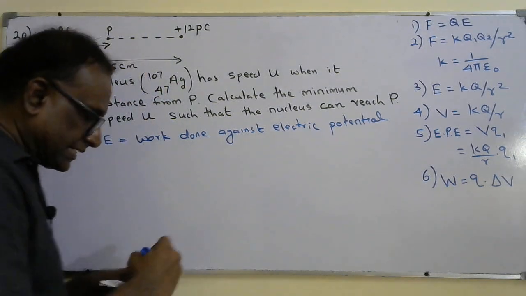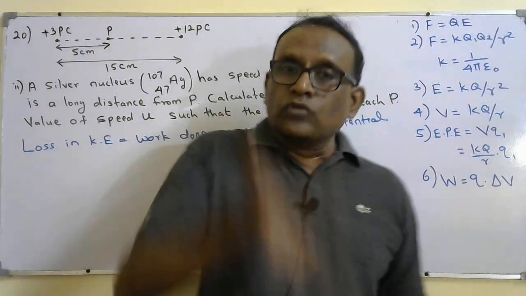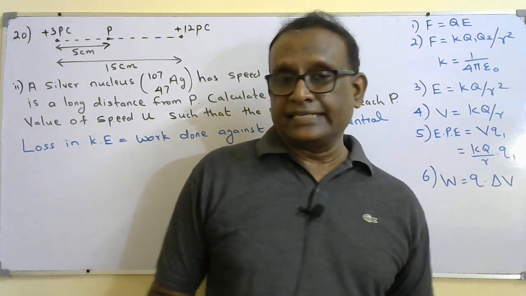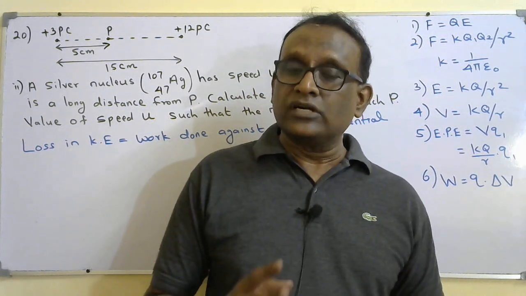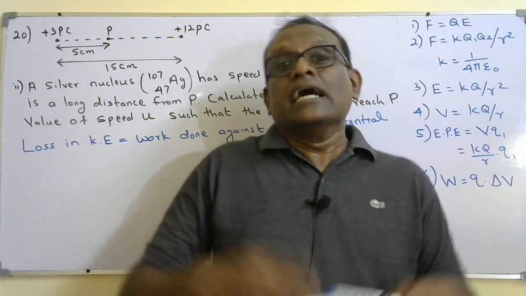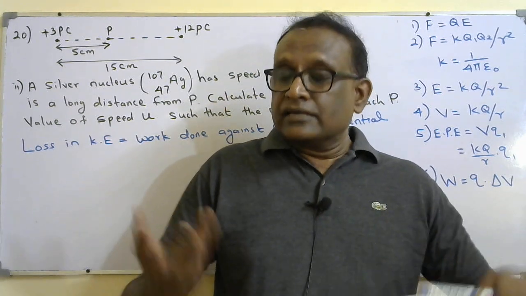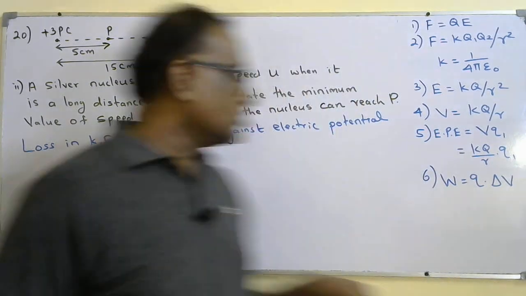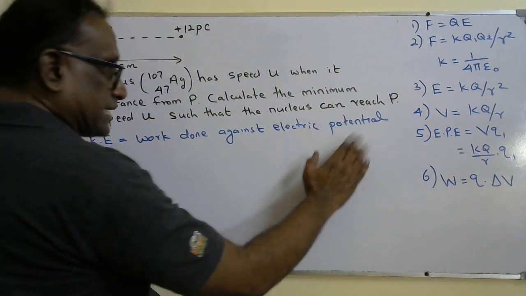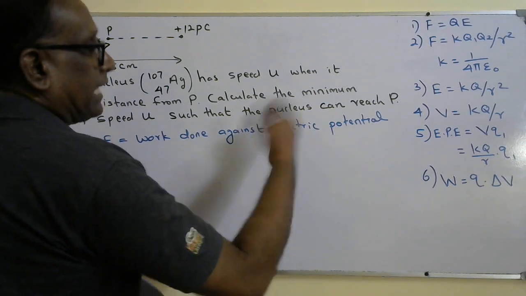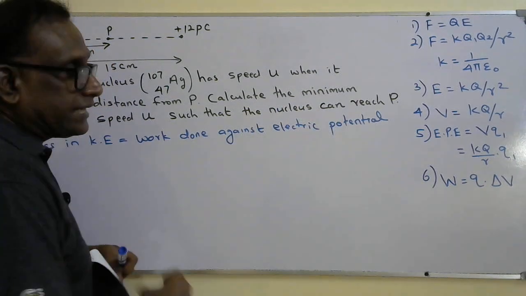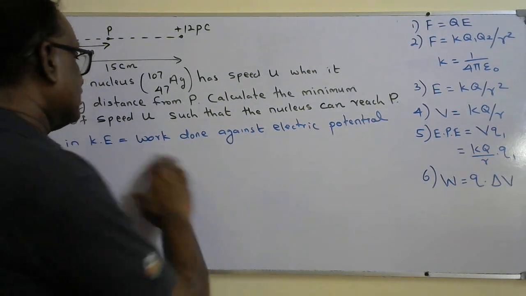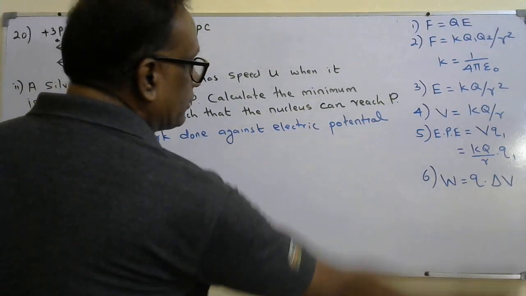Anyway, we can say, for example, when I throw a ball, when it moves up, it's gaining gravitational potential energy equal to loss in kinetic energy. Or we can say loss in kinetic energy equal to work done against gravitational force. Either way we can say. Here also we can say work done against electrostatic force or work done against electric potential or gain in electrical potential energy. Either way we can say, whatever it is, Q into delta V.